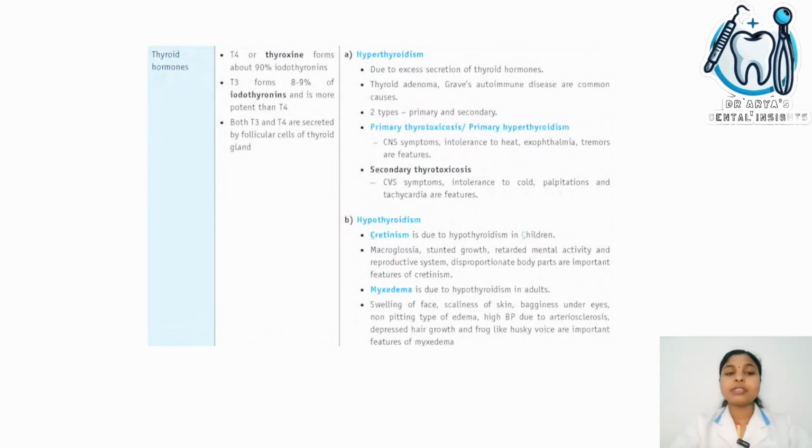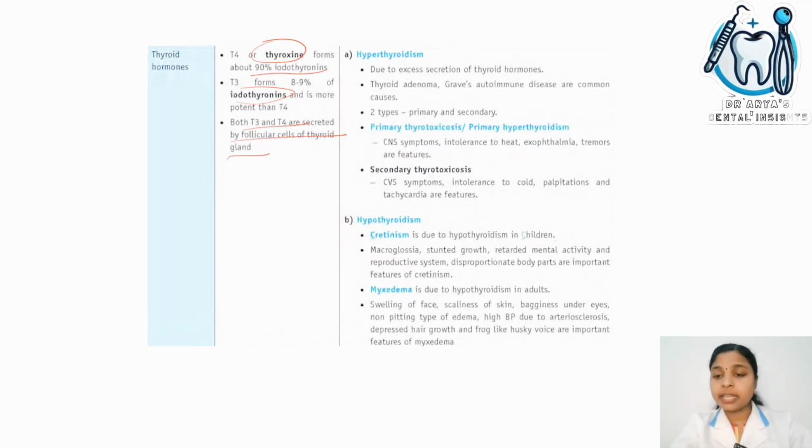So coming to some of the thyroid hormones, T4 or thyroxine, it forms 90% of iodothyronines. T3 forms 8 to 9% of iodothyronines and it is more potent than T4. And both T3 and T4 are secreted by follicular cells of thyroid gland.